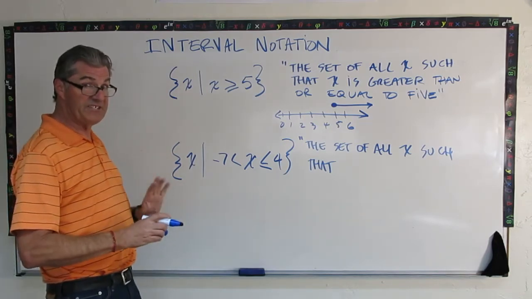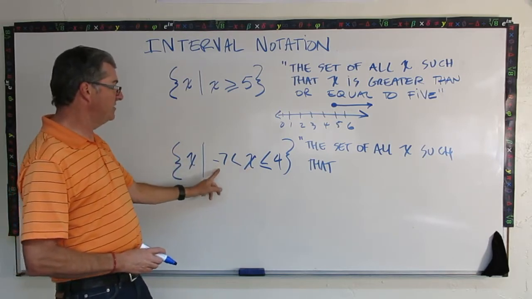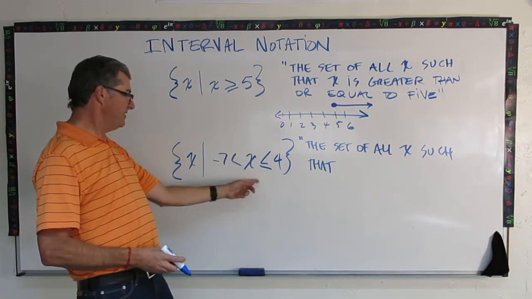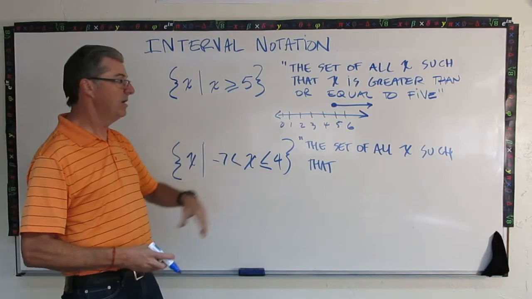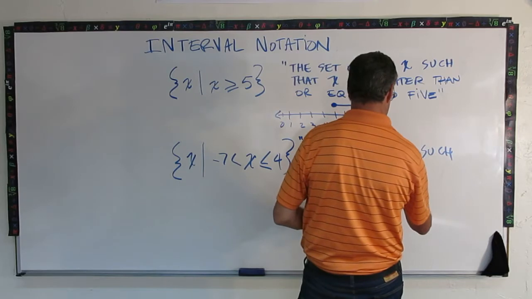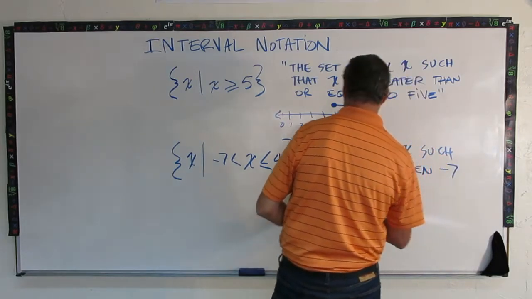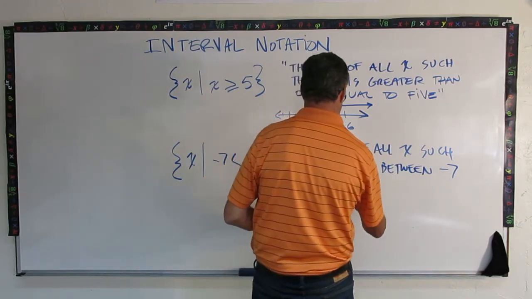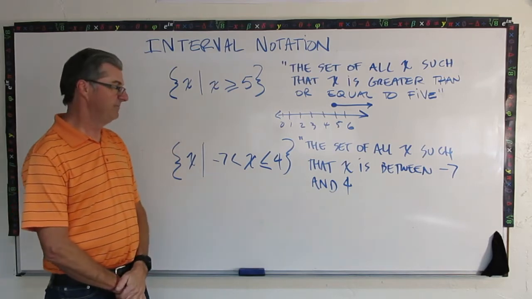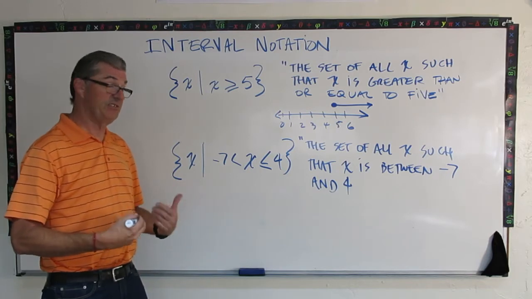A better way to say that is such that x is between -7 and 4. Okay, because that's truly what it is. It's between, x has to be bigger than -7 but smaller than 4. So that we can write this as such that x is between -7 and 4. Now, question for you is, am I done? Do I need to say something else? And if your answer to that is yes, you're right.